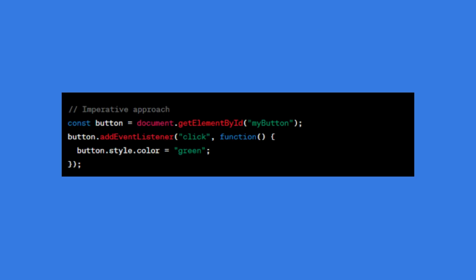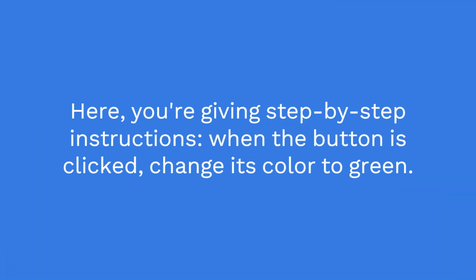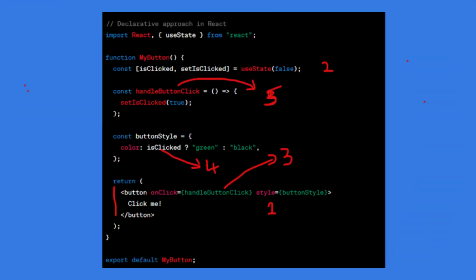Certainly. Let's explain declarative syntax in React.js with an easy example. Imagine you want to change the text color of a button when it's clicked. In an imperative approach, not declarative, you might do something like this in plain JavaScript. Here, you're giving step-by-step instructions. When the button is clicked, change its color to green. Now, let's see how React's declarative syntax simplifies this.